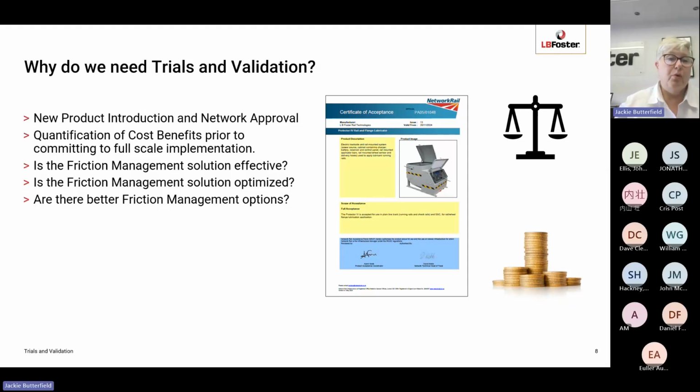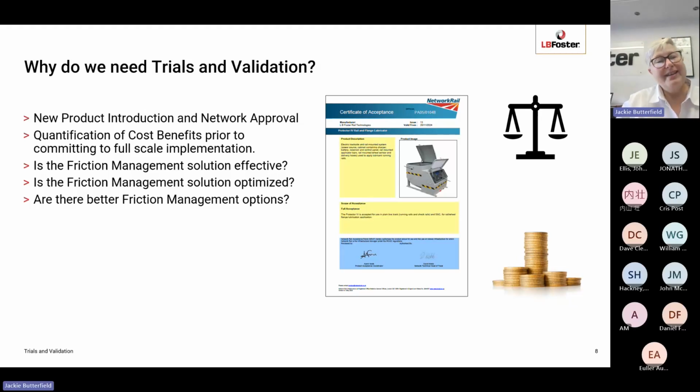Your customer may want to quantify the cost benefits of a friction management regime prior to committing to a full-scale implementation. So you may want to do a limited trial. Obviously, you need to know if your friction management solution is effective. So a trial and a validation process is required for that.